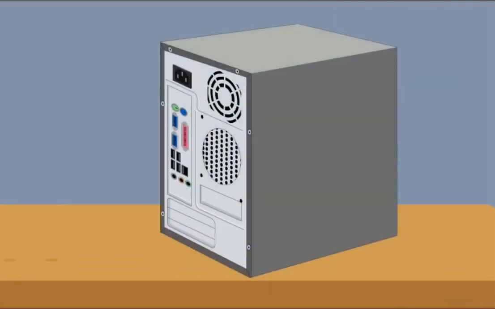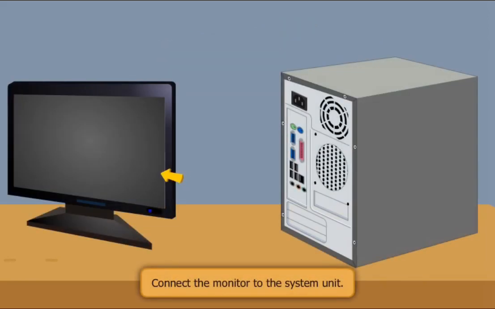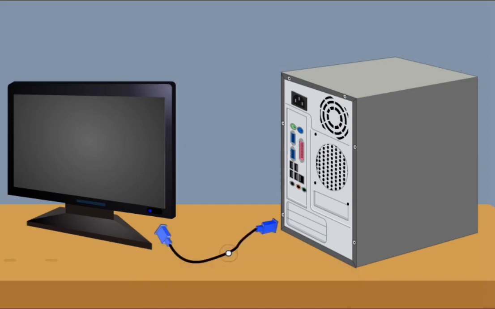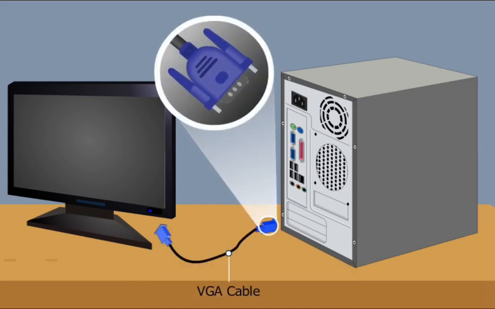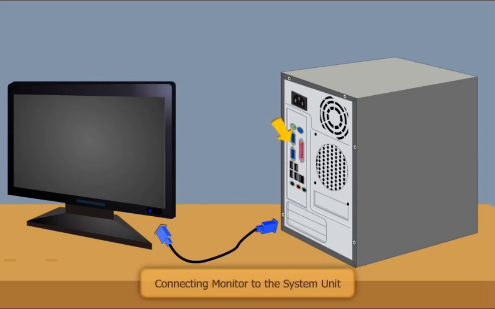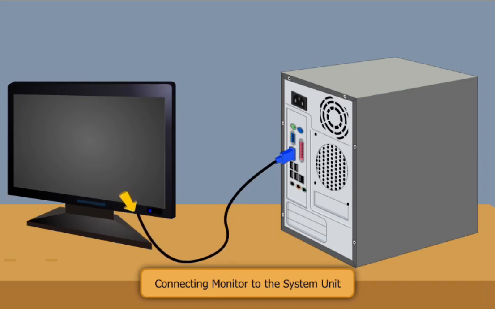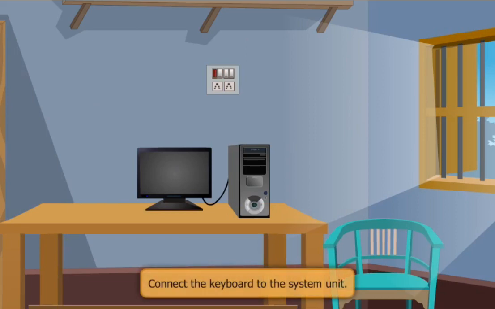Look at the rear portion of the system unit. It has various connection slots or ports for connecting various devices. First, connect the monitor to the system unit. This is the video port of the system unit. It is called the VGA port. This is the VGA cable of the monitor. The color of the video port and the connectors of the VGA cable is blue to make them easier to identify. Now, connect one end of the VGA cable to the video port on the system unit and the other end to the monitor.